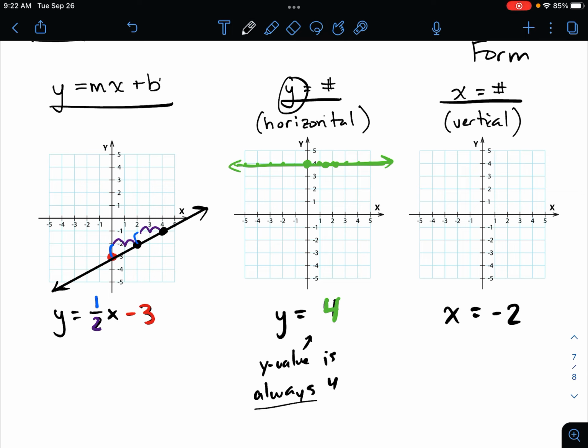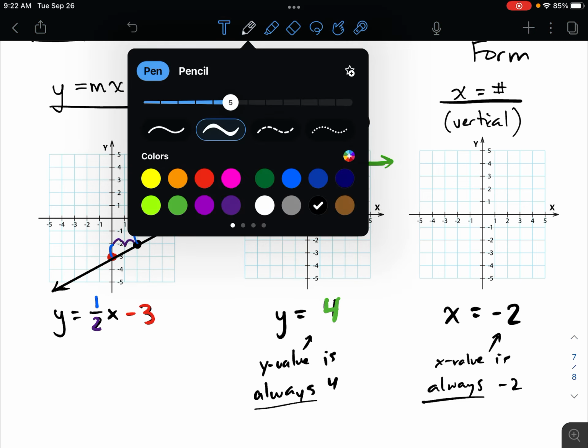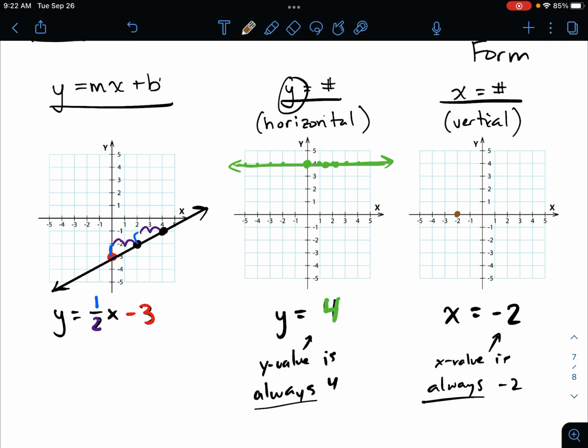Let's say x equals, how about -2? X equals -2, what this means is I'm looking for where the x value is always -2. Well, I know that the x value here is -2. This is -2, 0, -2, 1, -2, 2, -2, 3. So anywhere along this line, even in between the values, all these decimals, these are all going to be places where the x value is equal to -2.